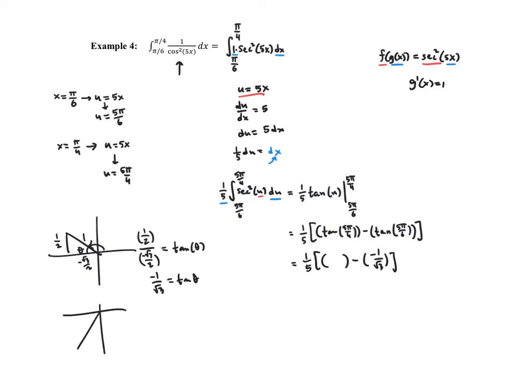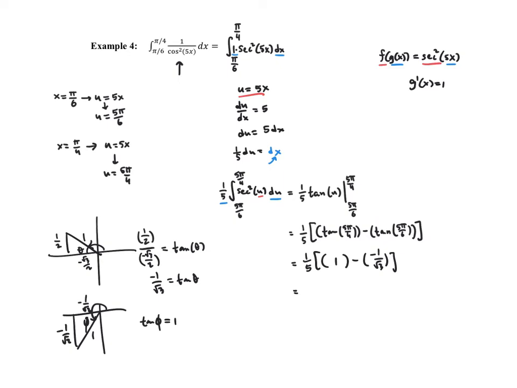5 pi over 4 is right about here. And I'd have a 1, negative 1 over root 2, and a negative 1 over root 2. So this angle right here would be 5 pi over 4. So this reference angle would have a tangent. We'll call that not theta, let's call it phi. The tangent of phi will equal a positive 1. So this would be 1 minus a negative 1 over root 3.